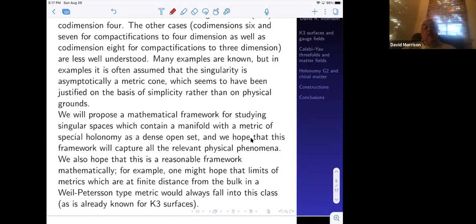And so for example, you might hope that limits of metrics which are at finite distance from the bulk, the general metric, the general spaces, in a Weil-Petersson type metric would always fall into this class. And that's true in the first case that I'll talk about in a minute, the case of K3 surfaces.